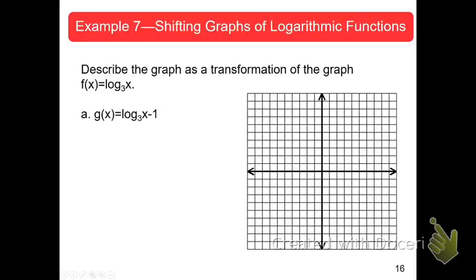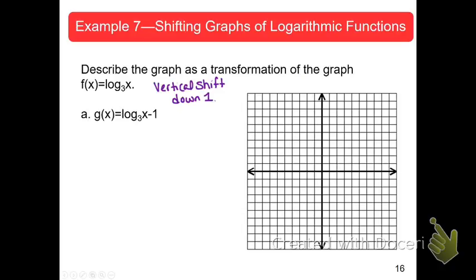Okay guys, example 7. I skipped a couple examples here because example 7 kind of combines all of it. It says describe the graph as a transformation of the graph of f of x equals log base 3 of x. Well, first thing is, remember, what does that negative 1 do to it? It's not inside the parentheses, so it has to be something vertical. It's being added or subtracted, which tells me it's going to be a shift. And since it's a vertical shift, it can either go up or it can go down. Since it's negative, it's going to go down 1.